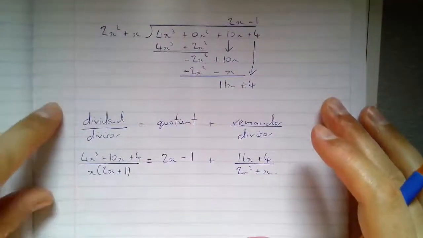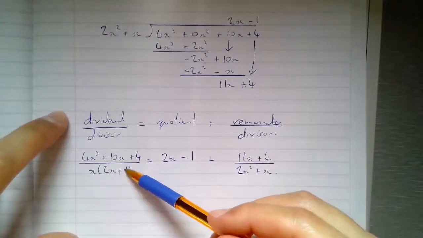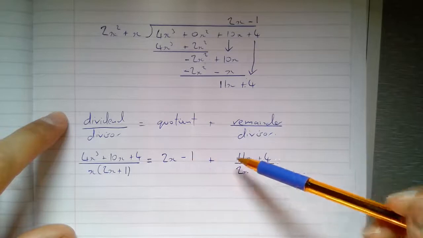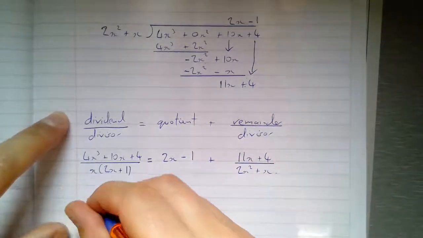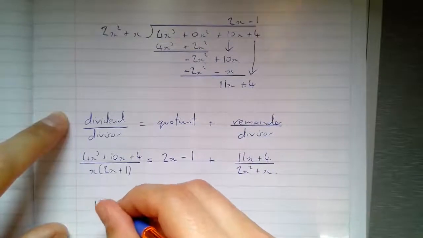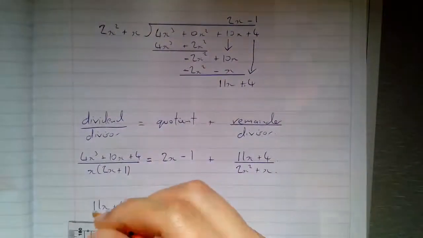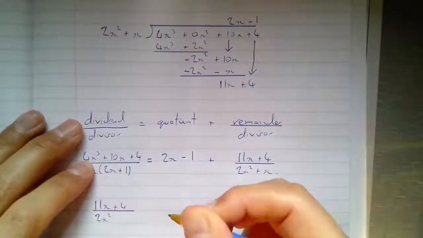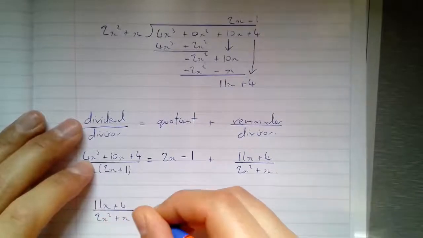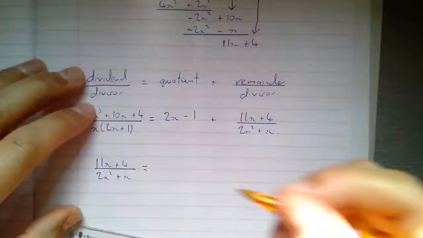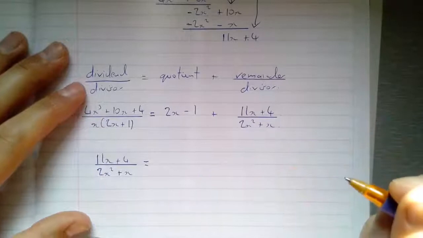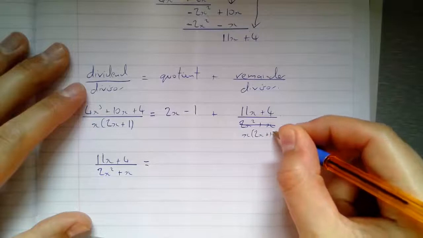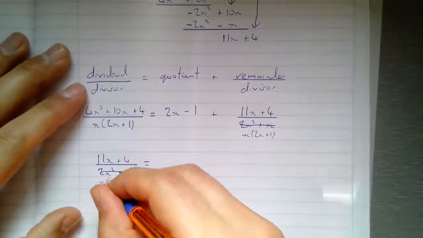Okay, so that's my setup at the moment. It's going to be somewhat in partial fractions. We've got 2x, we've got minus 1, and then we've got this stuff here. So let's find out what 11x plus 4 over 2x squared plus x is. Okay, I've been right silly there. It should be x(2x plus 1).